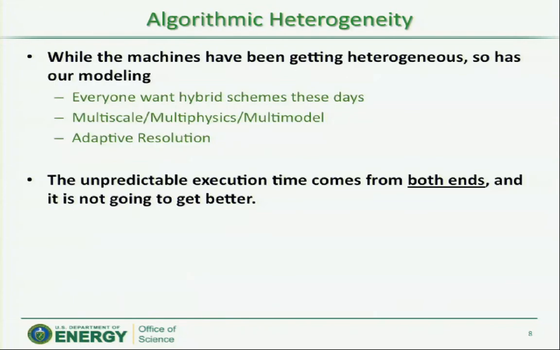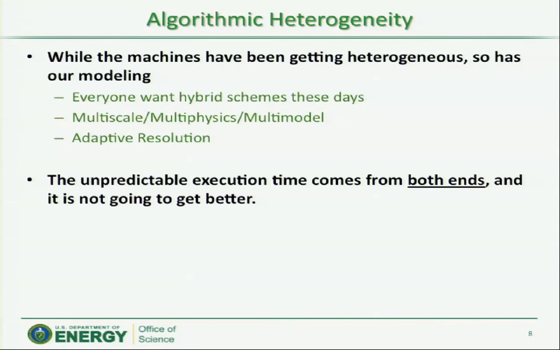Are we going to go into anything else for that? Alright, so I also have this: the machine is heterogeneous, and it's going to get more heterogeneous. You also have heterogeneity coming from the other side. The algorithms are getting more heterogeneous. You get a high rate of stencils, your stencils you can cut off. You also have, everyone wants to do hybrid schemes these days.